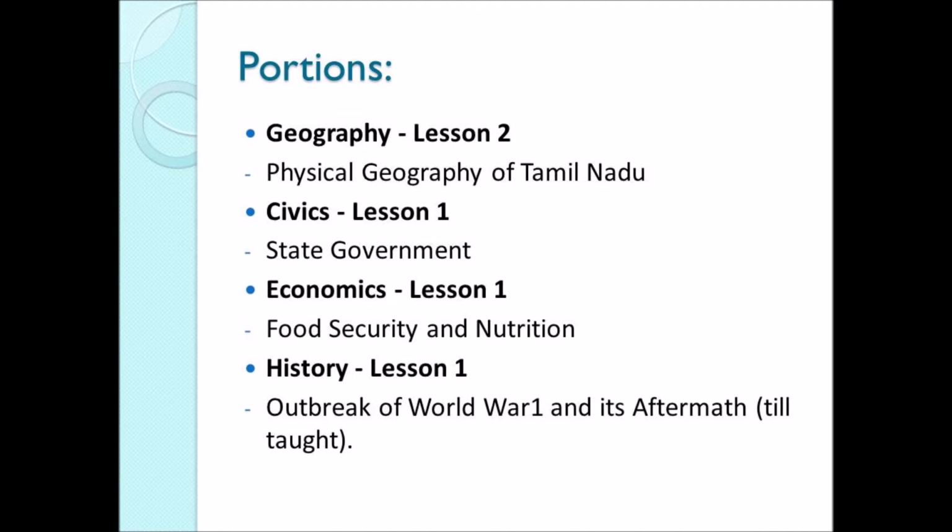In this lesson, you will be having up to the causes of the First World War. In causes, you have almost 7 points. You have up to the causes of the First World War, that is up to the immediate cause. Okay children, and now let us see the question pattern.